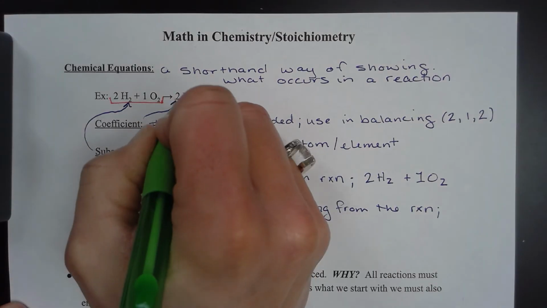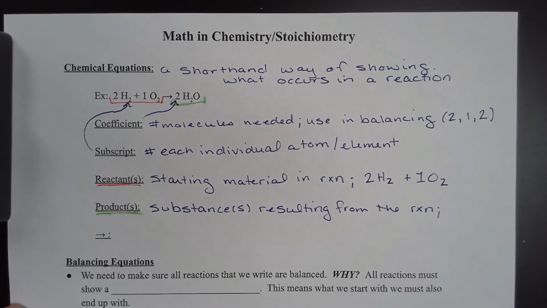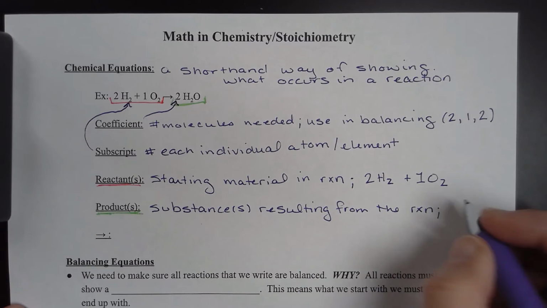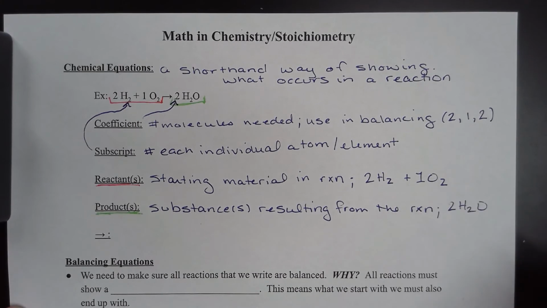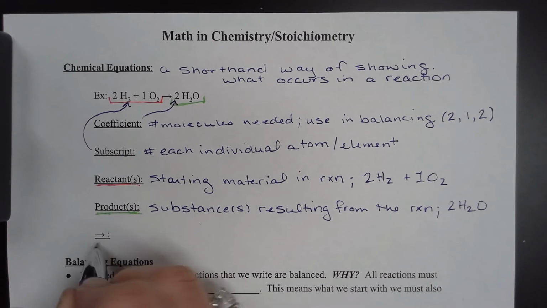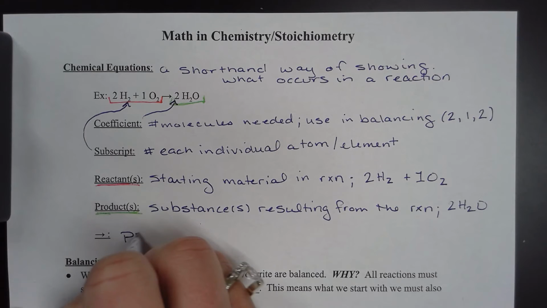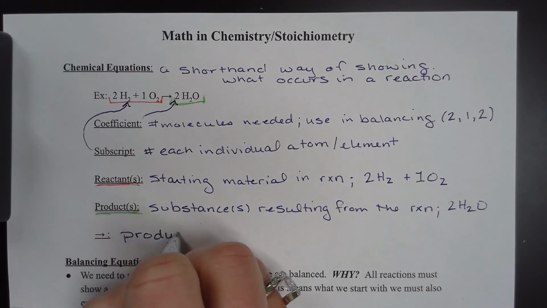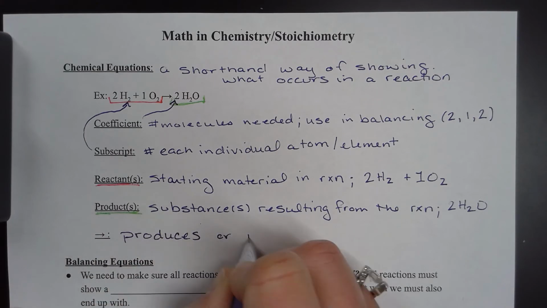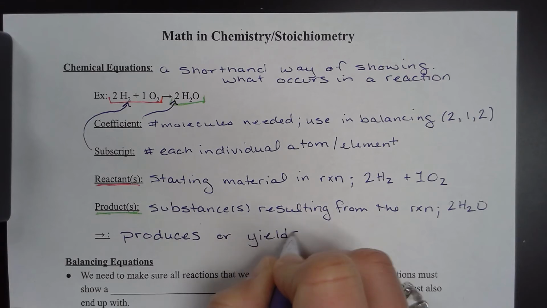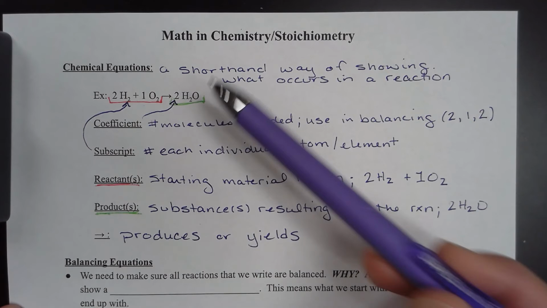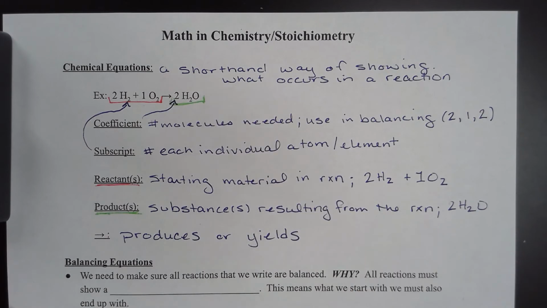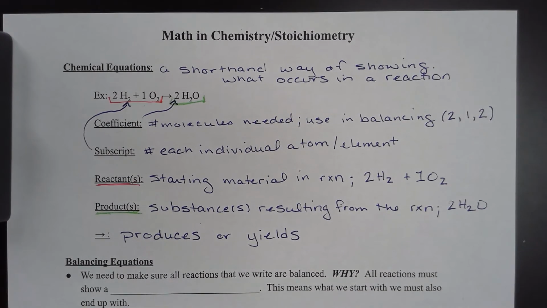And in this case, that means it's going to be 2H2O. Now in the middle, between the reactants and the products, we have an arrow. What we say is produces or yields. So how we would read this is 2 hydrogens plus 1 oxygen yields 2 waters. It's just like that. Now one of the things we're going to have to do is balance equations.